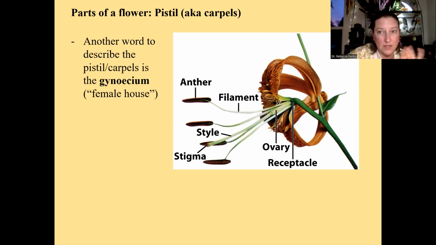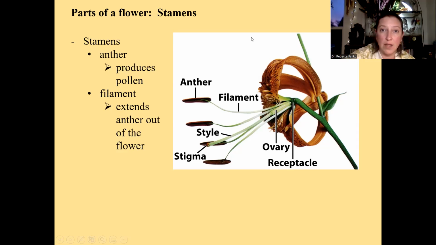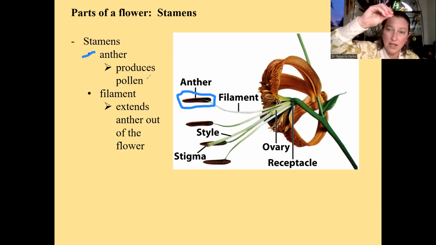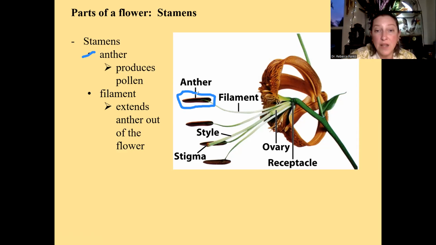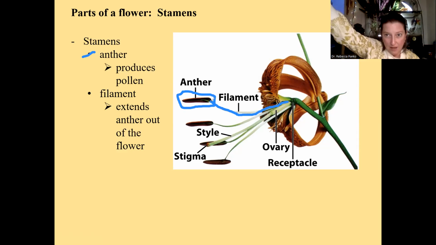You don't need to know the word gynoecium. Pistils, aka carpels, is fine. All right, the male part of the flower. They're called stamens. You have the anther, which is located here on this picture. The anther is what makes pollen. And similar to the style that extends the stigma out of the flower, the filament is this long strand that attaches to the anther and holds the anther out of the flower.